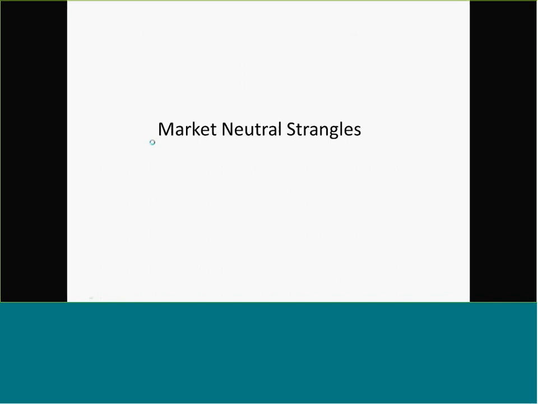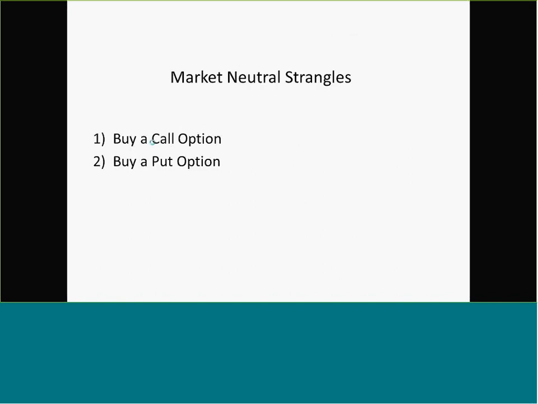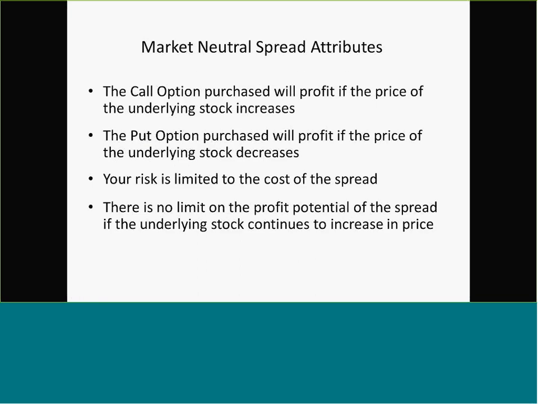And with the market neutral strangles, we buy a call option, and then we buy a put option to protect the call option. And of course, the call option we purchase, that profits if the price of the underlying stock increases, and the put option profits as the price of the underlying stock or ETF decreases. Your risk is always limited to the cost of the spread, and with the market neutral strangles, there's no limit on the profit potential of the spread if the underlying stock or ETF continues to increase in price.